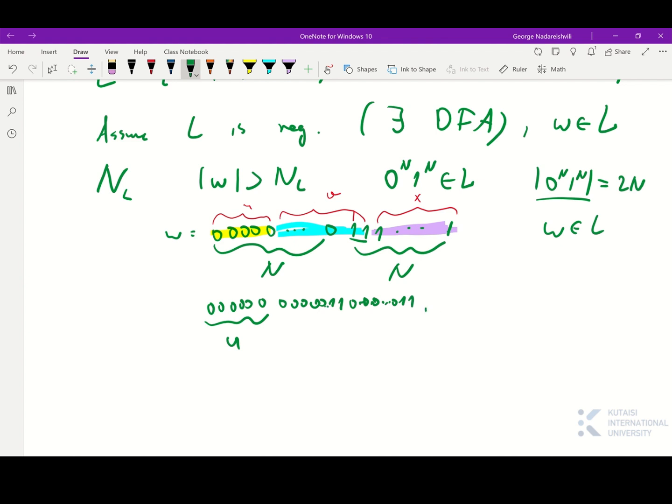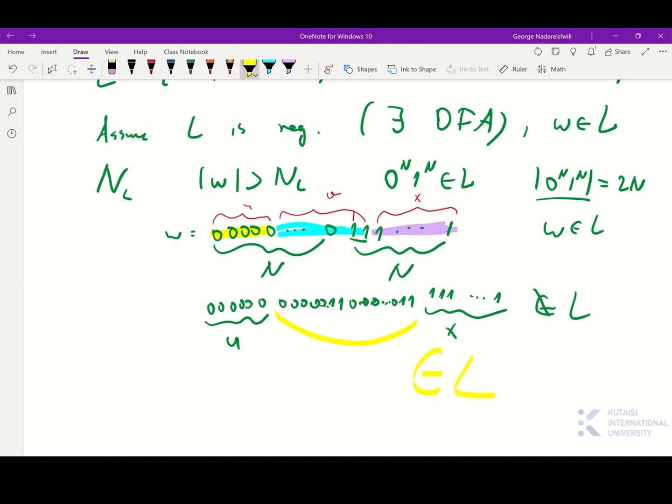And then I will have X here, which is just all 1s. Now this clearly is not in my language. Why? Because my language only consists of zeros and as many 1s as zeros. So the pumping lemma told me that this has to belong to L if my L was regular, but clearly this cannot happen. So L is not regular.